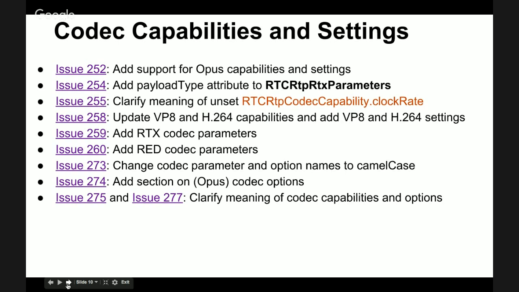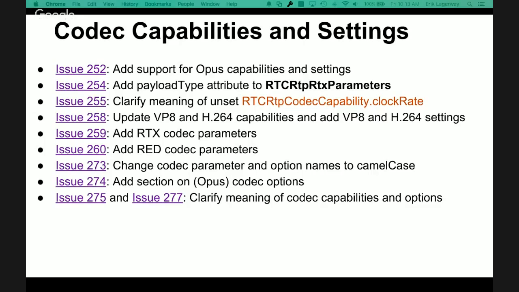Next. Okay, so here's the codec capabilities and settings bucket. We didn't have a full list of the Opus capabilities and settings, so we have now added those, and those include all the stuff that's in the Opus RFC, plus some of the options that are available in the 1.1 open source code. We've added a payload type attribute to RTX parameters. That's needed because we were missing the associated payload type, or apt, parameter there, so we had to add that.